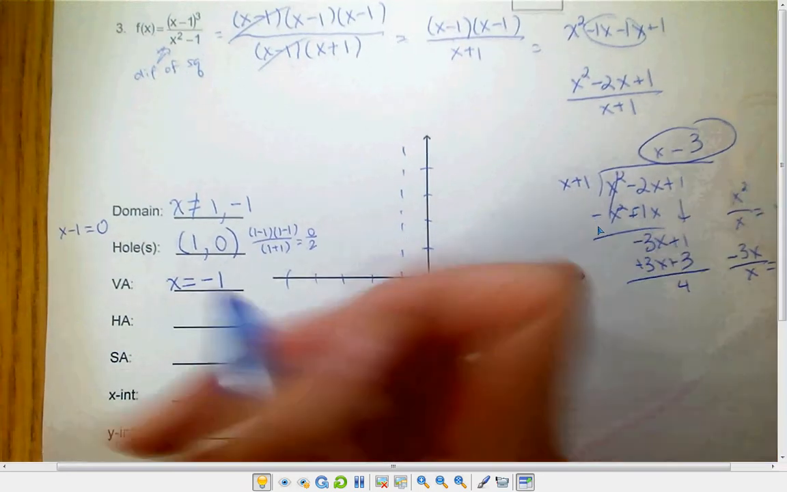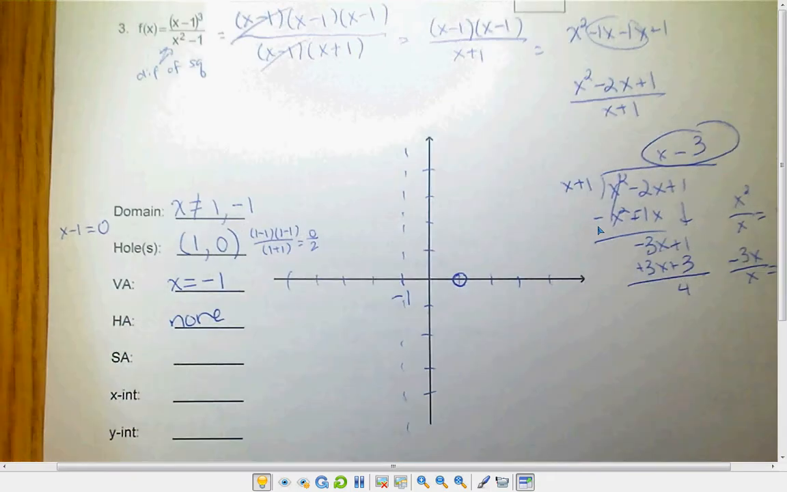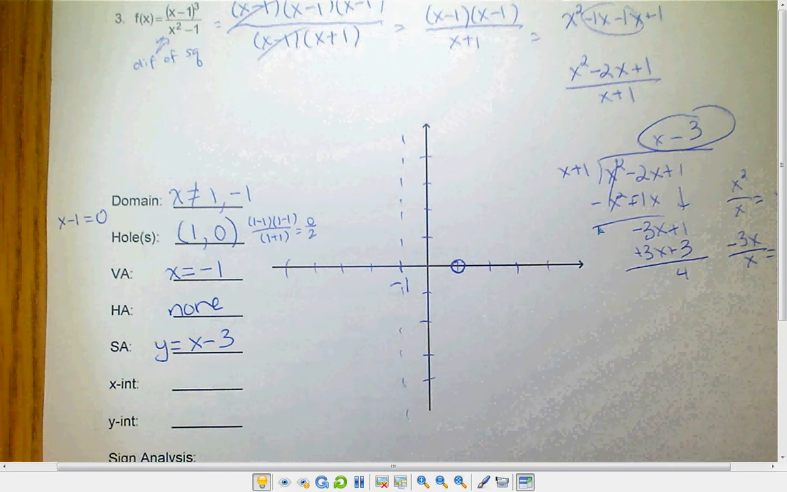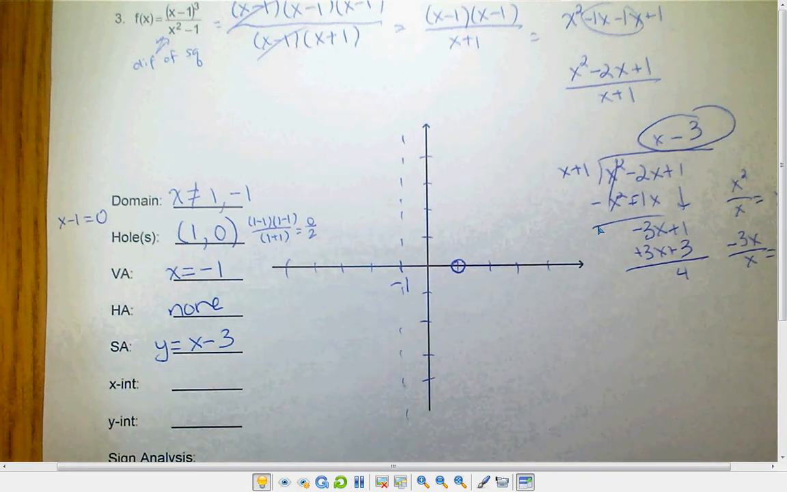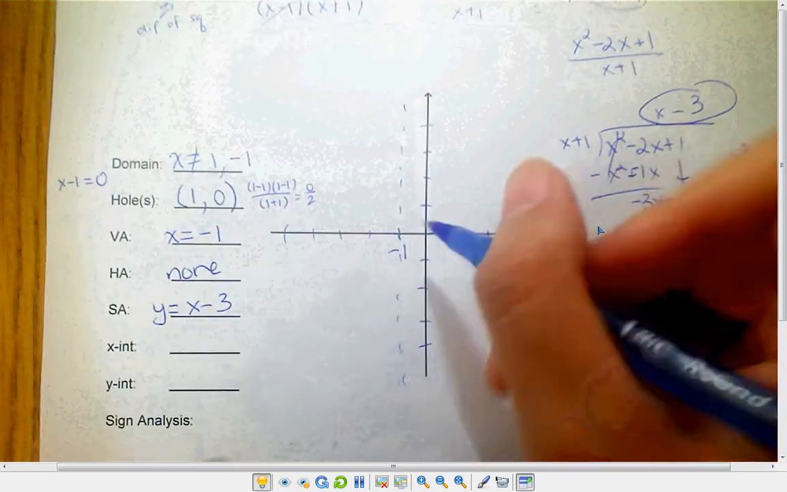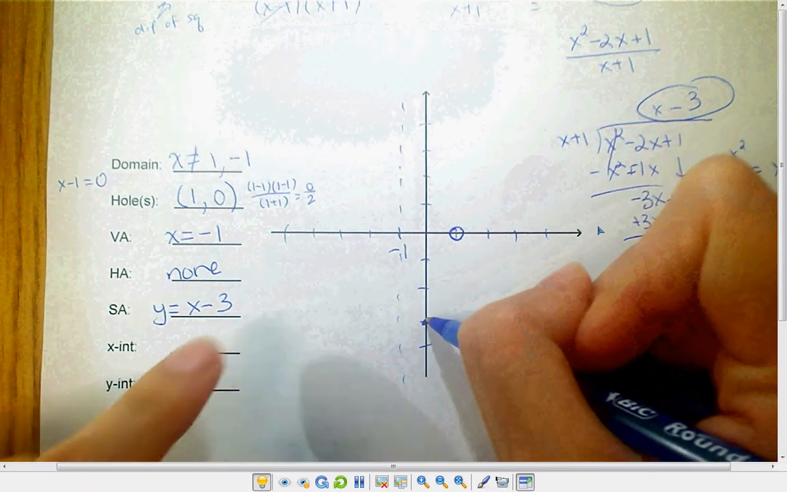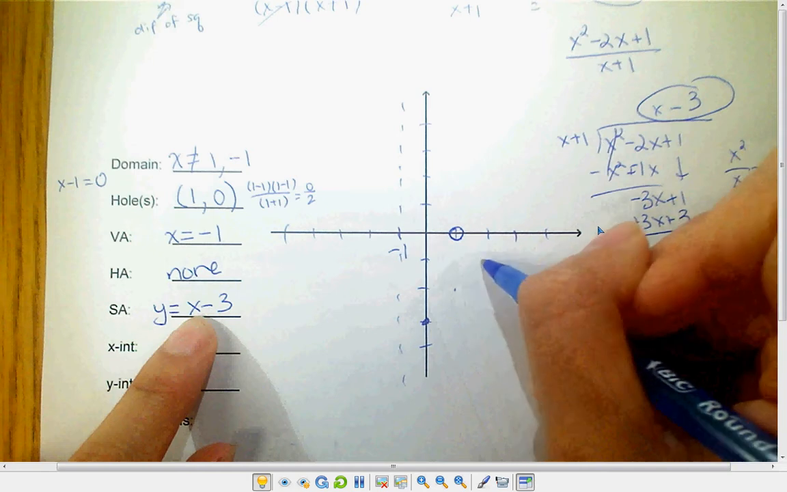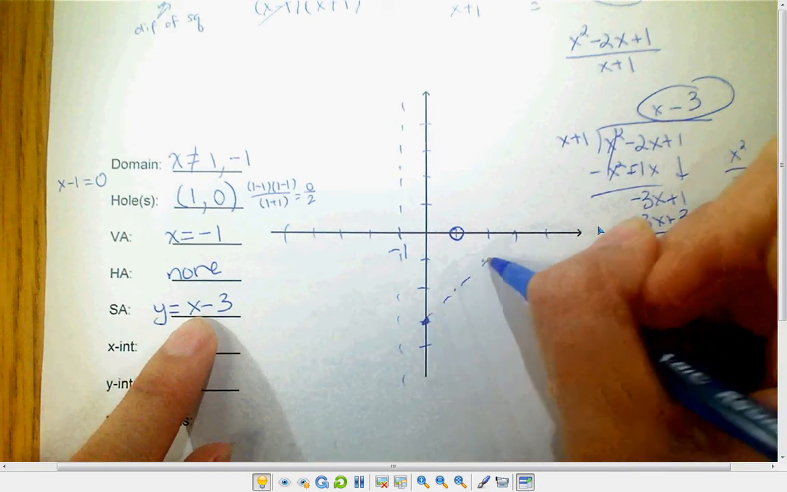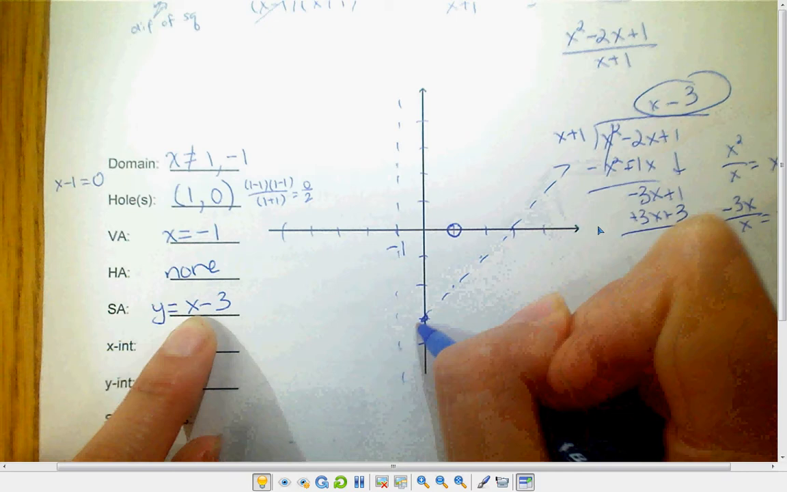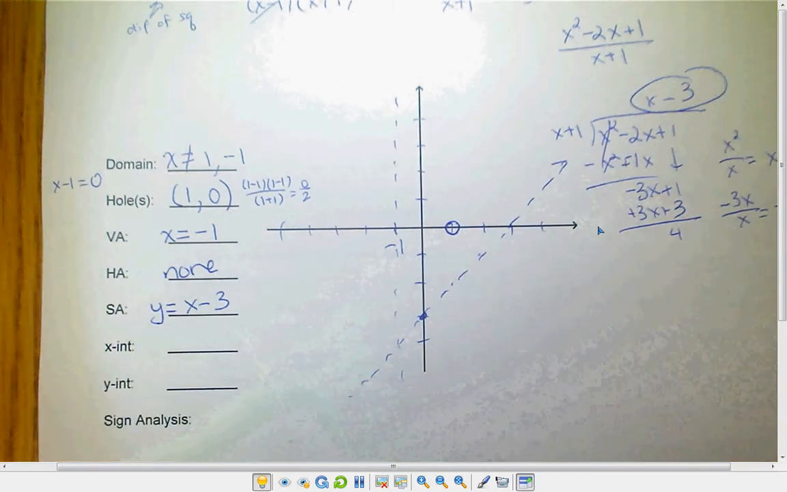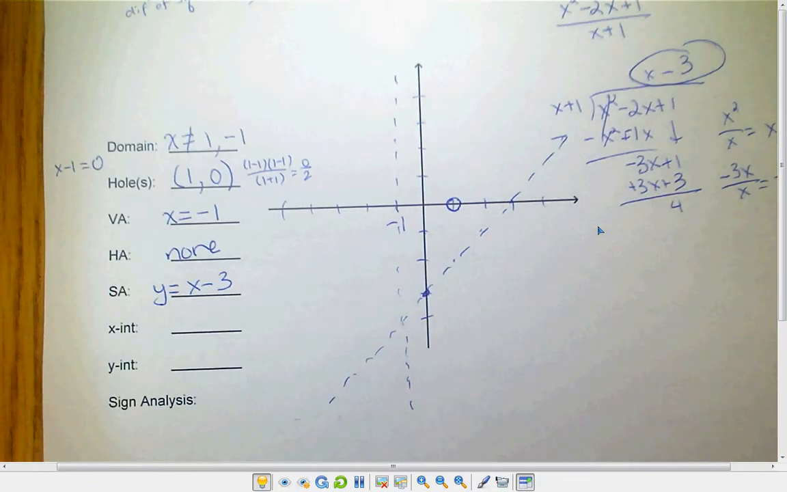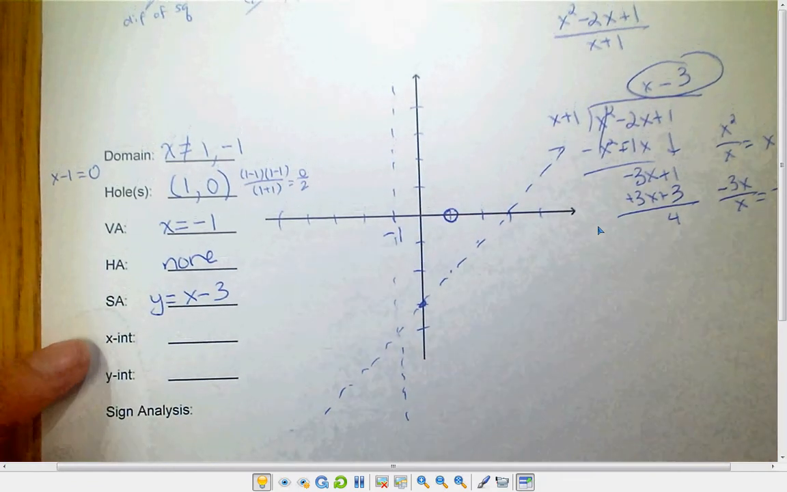So because there's an x in it, that tells me there's no horizontal asymptote, but there's a slant asymptote of x minus 3. So x minus 3 has a y-intercept of negative 3. 1, 2, 3. Here's negative 3. And again, the slope is 1. So it's just 1 over, 1 up, 1 over, 1 up, 1 over, 1 up. So my line is going to look like this. That's my slant asymptote.